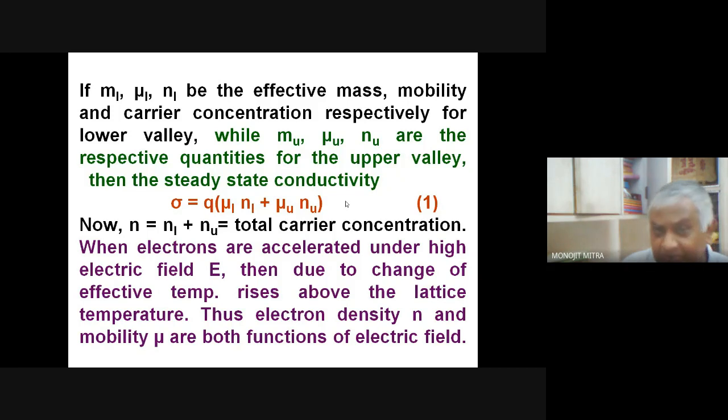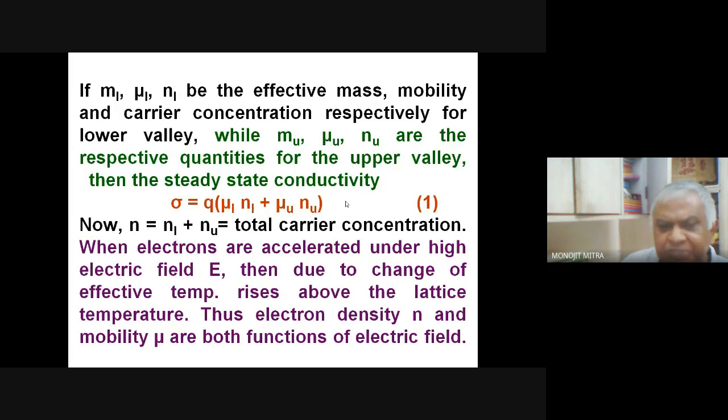And that we have discussed in the initial part of this particular topic, which is called the transfer electron effect. Thus, electron density n and mobility mu both are functions of electric field. I hope that you have gone through the definition of mobility. That is the drift velocity per electric field.